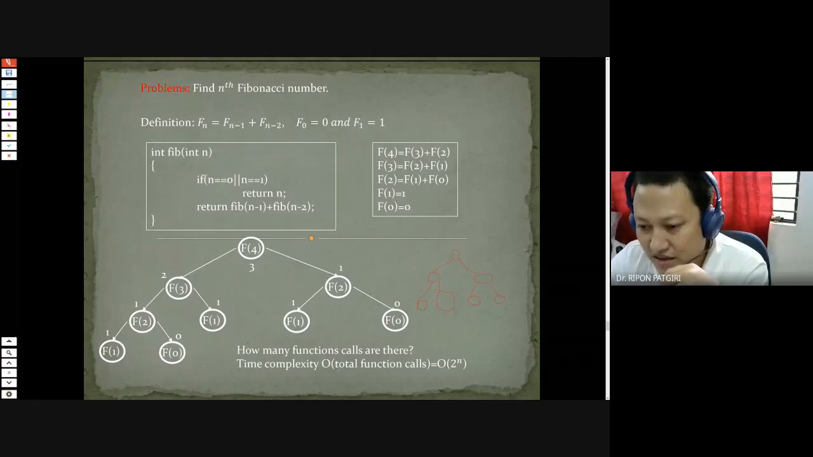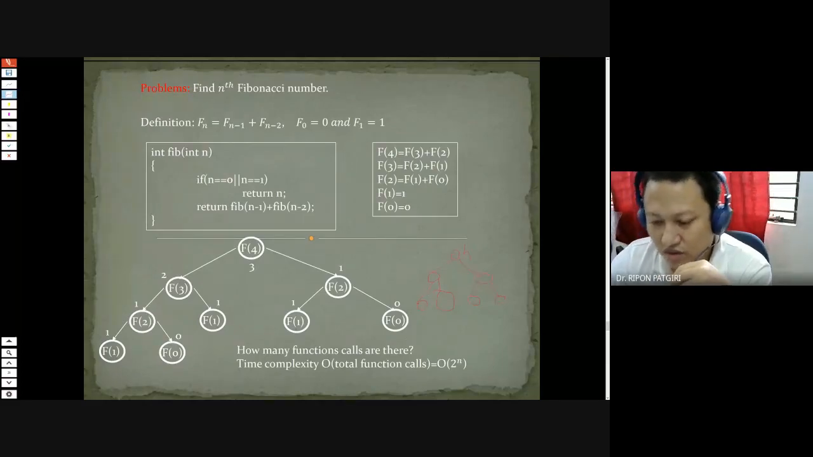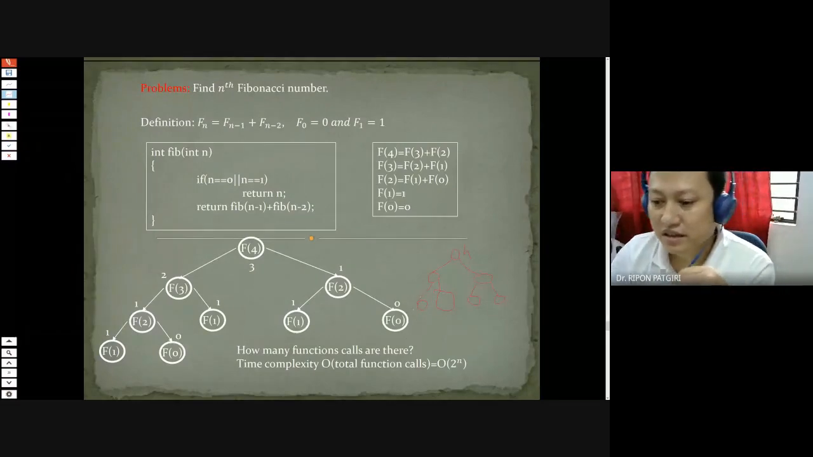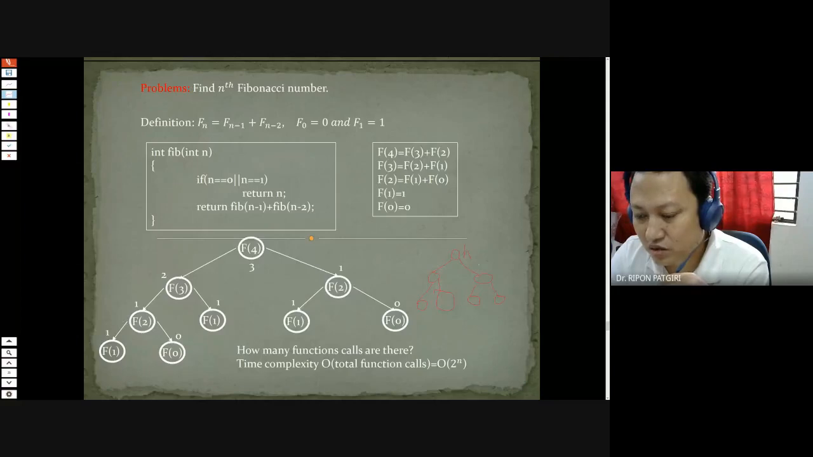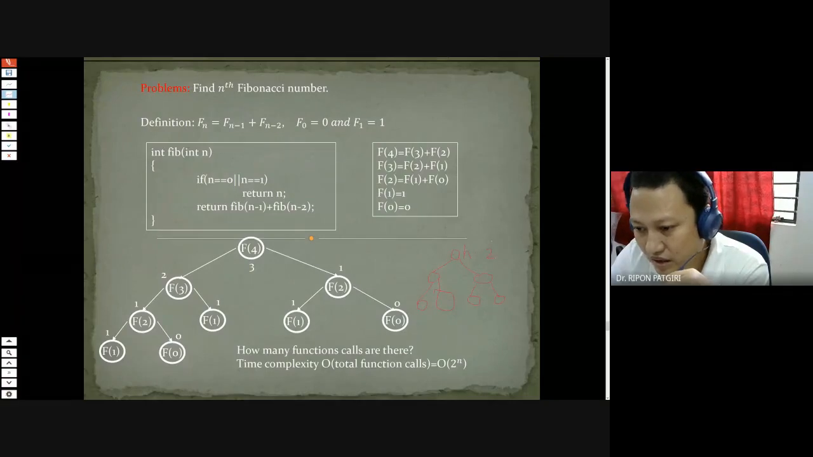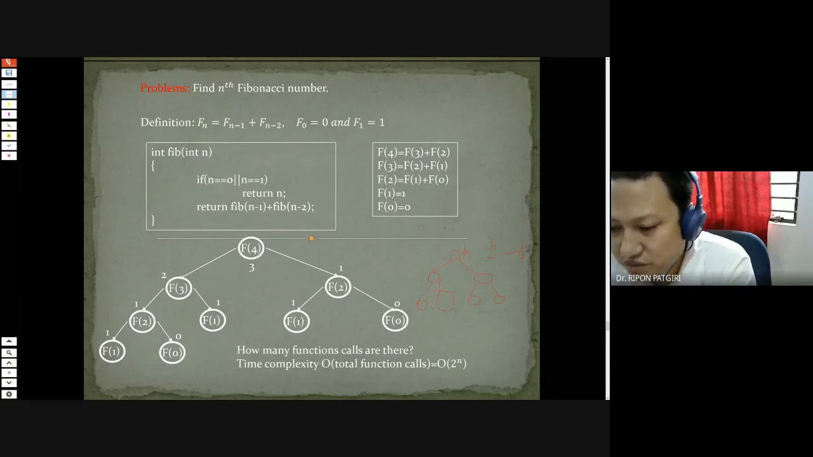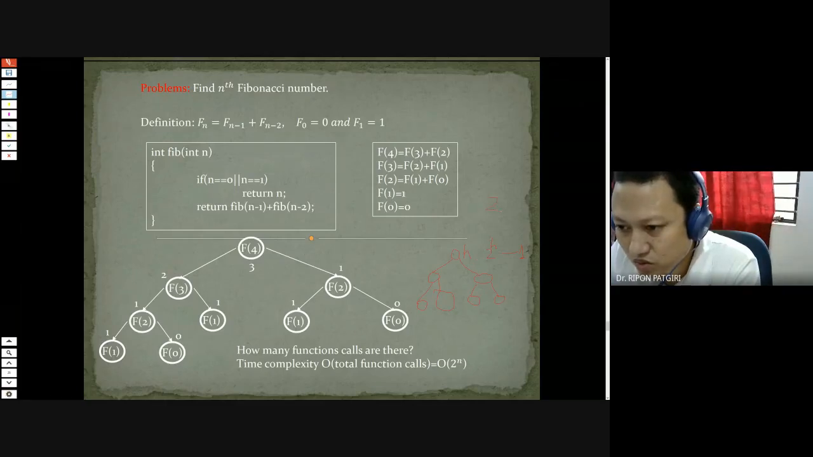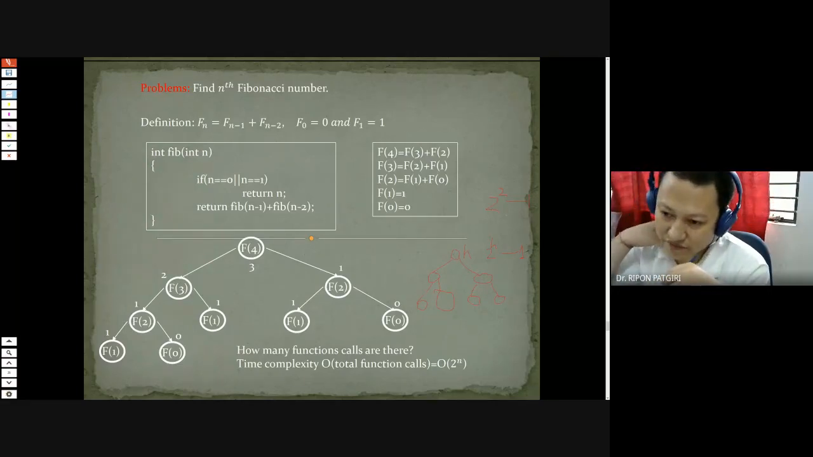Because if the height is h, the total height means 1, 2, 3, 4. This height is h, then what is the total number of nodes available? How many nodes are here? So 2 to the power h minus 1. For example, if the height is 2, then 2 to the power 2 minus 1. How many? 4 minus 1, 3.